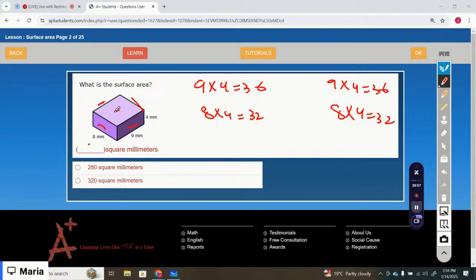Now calculate the area of this, that is 8 and that is 9, that is 8 times 9 is 72 and 72. So for the final you need to add the area of all the faces, 36 plus 36 plus 32 plus 32 plus 72 plus 72. So let me just add. When you add them, that is 280 square millimeters. That means option number 1 is the correct option.